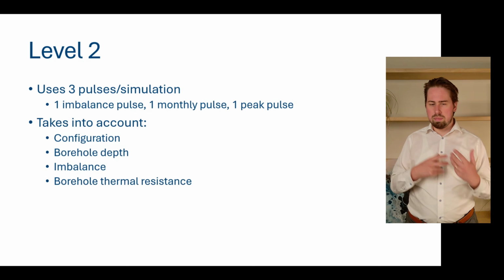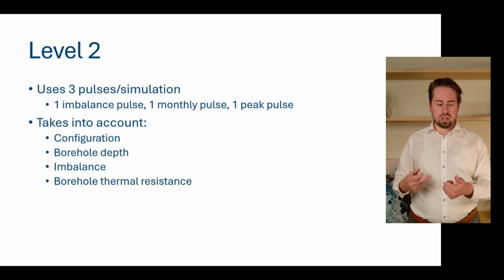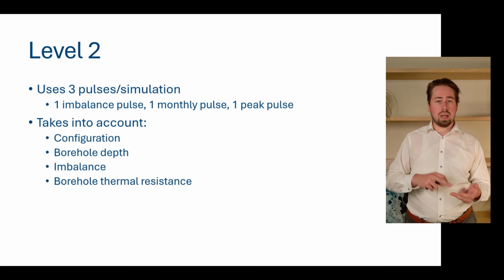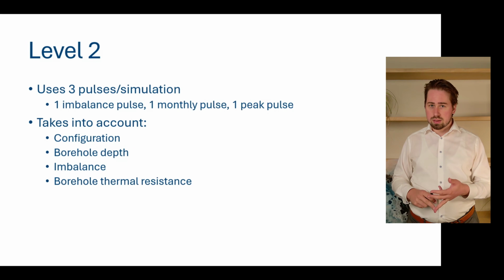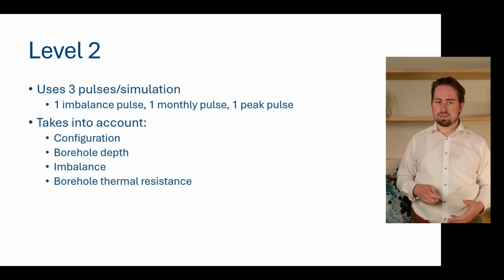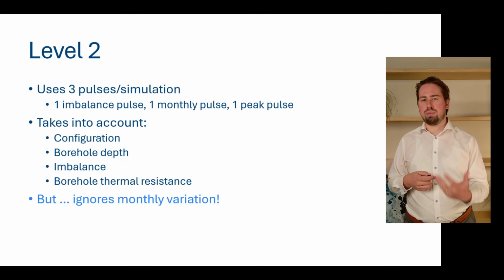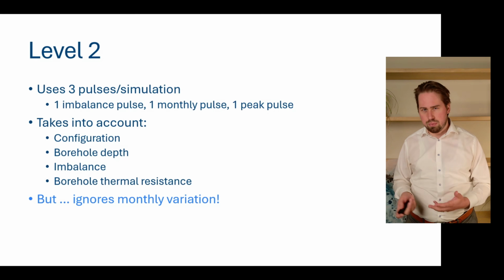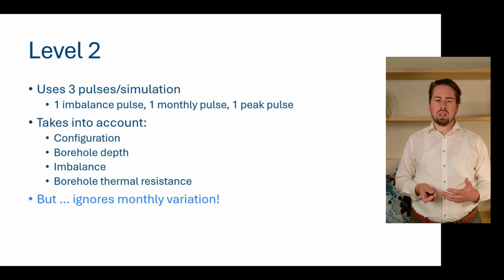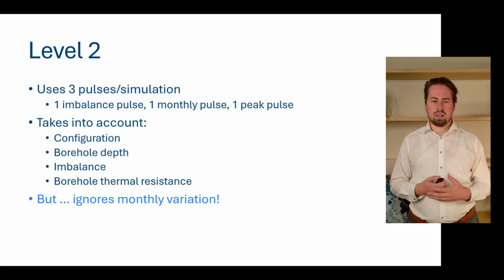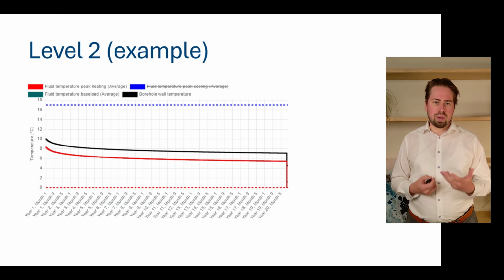And with these 3 pulses, we can consider the configuration, the borehole depth, the imbalance, the borehole resistance, both for heating and cooling. But again, this method ignores a monthly variation. It's a very simplified approach. Besides things, it's also not implemented in GHEtool as such. And it would look something like this.